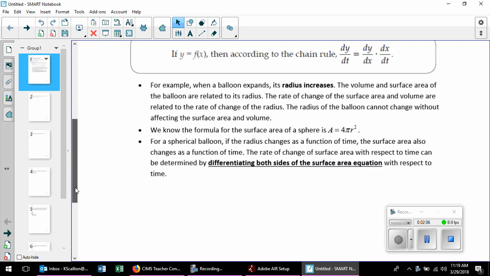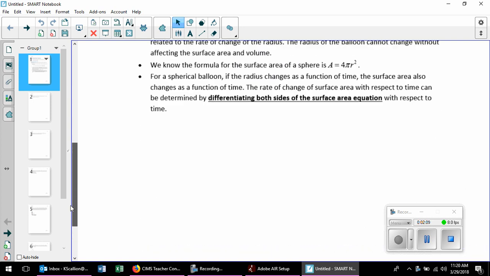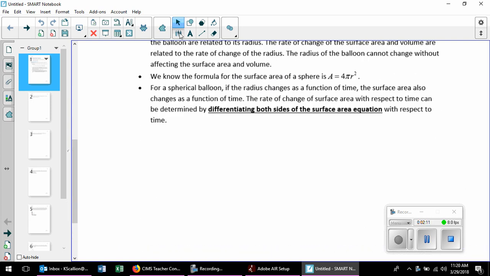All right, so let's do some math. I feel better when we do math. Okay, so what do we know? We know the surface area of the sphere is equal to 4 pi r squared. That's the formula I gave you in that little blurb there.